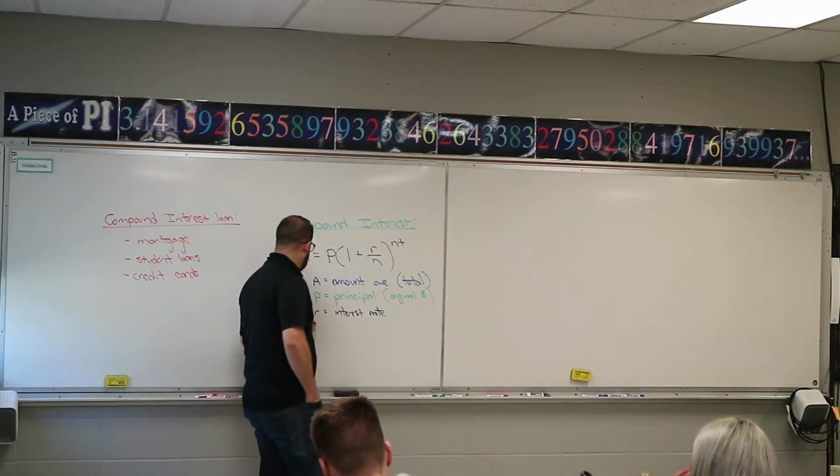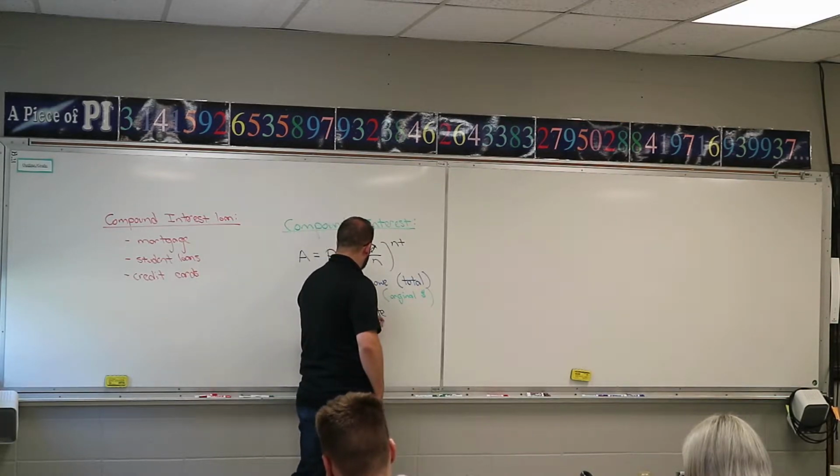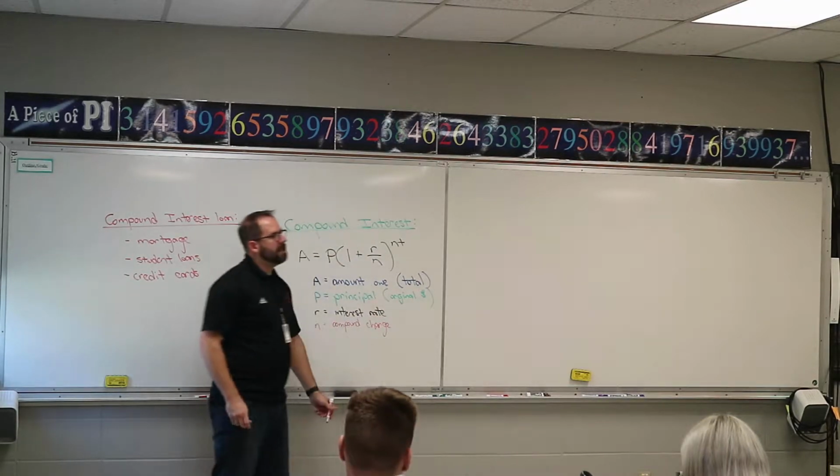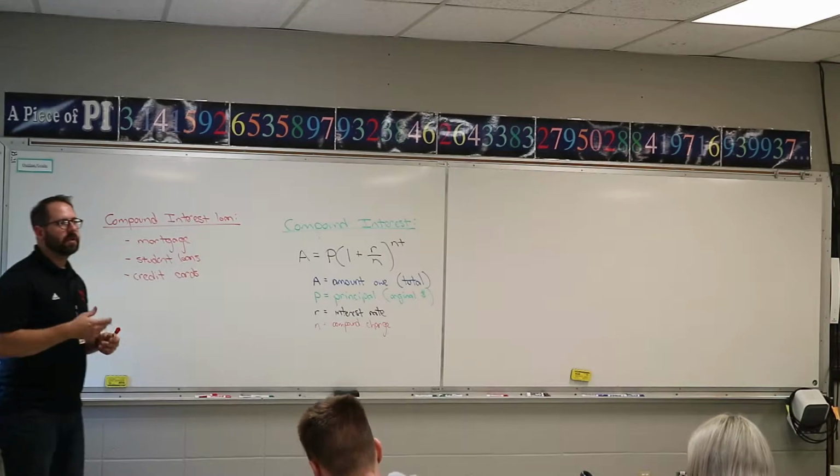N is the number of times they compound. It's a compound charge. It is an extra charge on top. So what that means is like, usually what these is they charge you a fee every month for not paying it off.